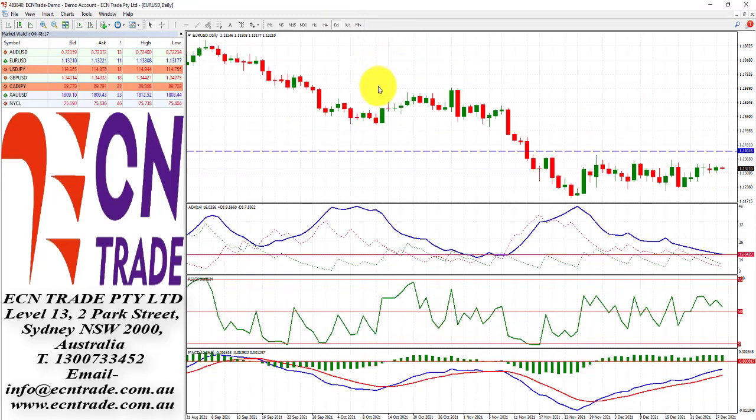The dollar index, which measures the greenback strength against a basket of 6 major currencies, is flat at the moment and trades around 96.10.